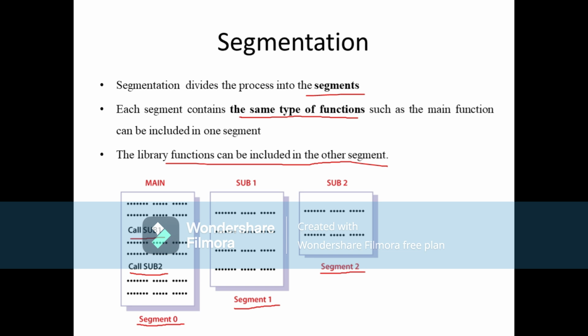So here you can see we have a program. In our program we have a main function, and in the main function we call two functions, sub1 and sub2. The main function is divided into segment 0. Function sub1 is divided into segment 1, and function sub2 is divided into segment 2. So these are the numbers given to each separate segment. We can also call it the user's view. So segment 0 is the main program, segment 1 is our function sub1, and segment 2 is our function sub2.